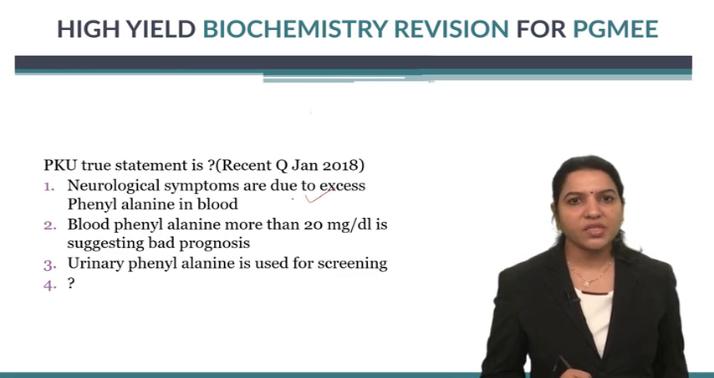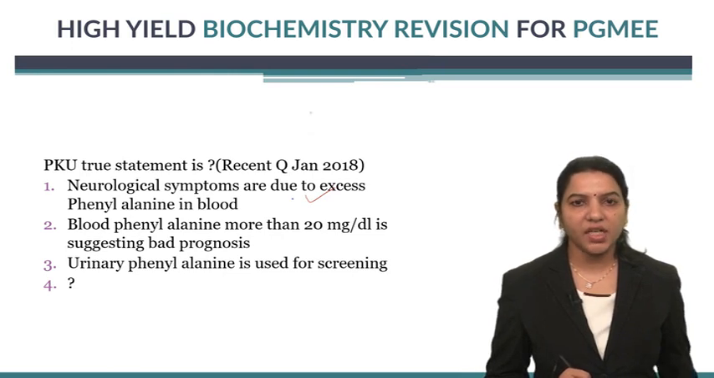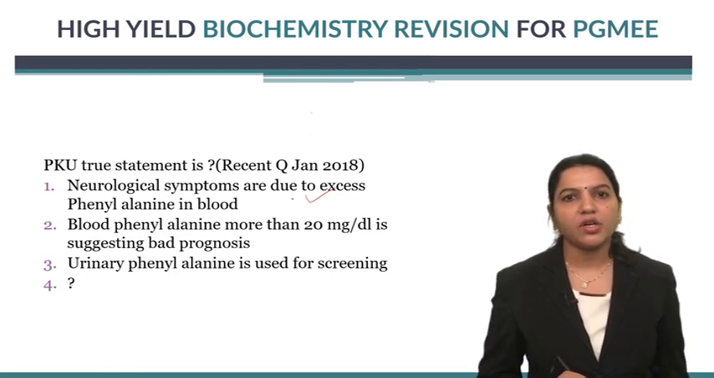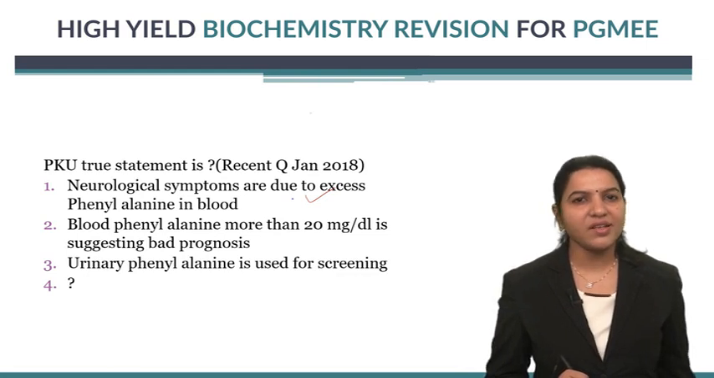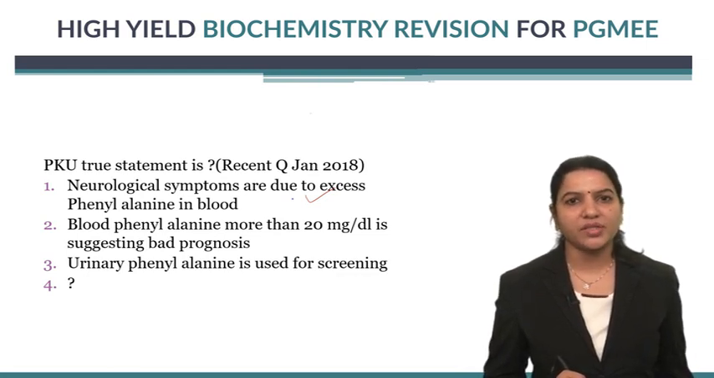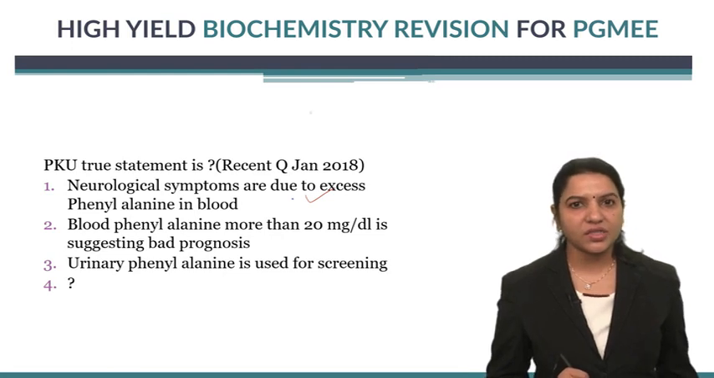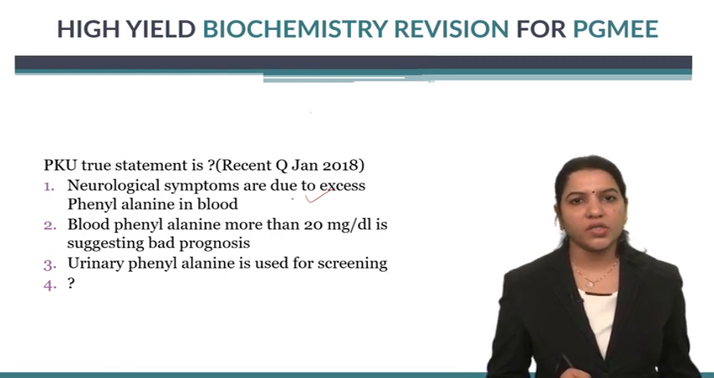The neurological symptoms in PKU are basically because of the excess phenylalanine in the blood, and this phenylalanine is a bulky amino acid. This bulky amino acid competitively inhibits the entry of other bulky amino acids like tyrosine and tryptophan through the blood-brain barrier into the brain. So this causes a deficiency in the neurotransmitters that are formed from tyrosine and tryptophan. That is one of the causes for the neurological symptoms in PKU.